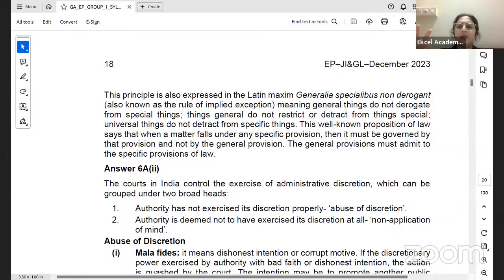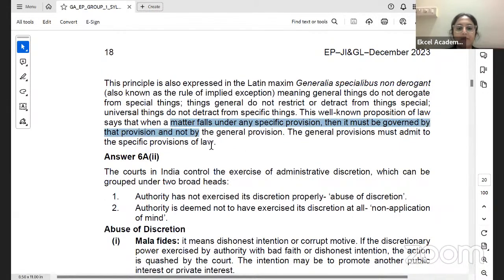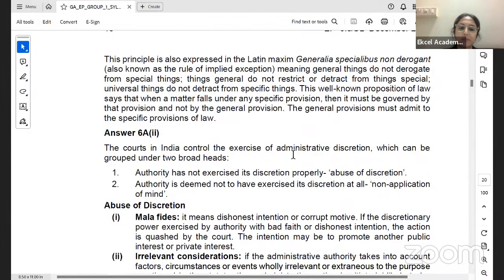So something if I tell, we follow this only we will do. But at your home, in your family, if you follow something else, you have to do that only. You can't tell generally people are following this. No, this is what we are following. That's what you have to follow. So this is a well-known proposition of law which says when a matter falls under any specific provision, then it must be governed by that provision only and not by the general one. So the general provision must admit the specific provisions. Okay, next one.